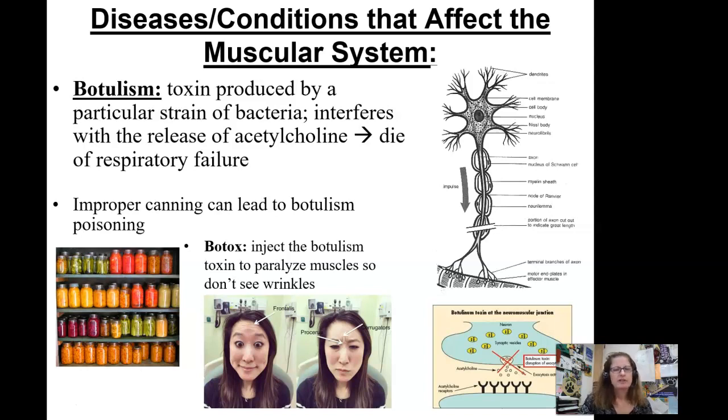Now that we're done with muscles, you're like, phew, those are the muscles and the muscle actions. We're going to talk about just a few conditions that are specific to the muscular system. So botulism is when there's a bacteria.